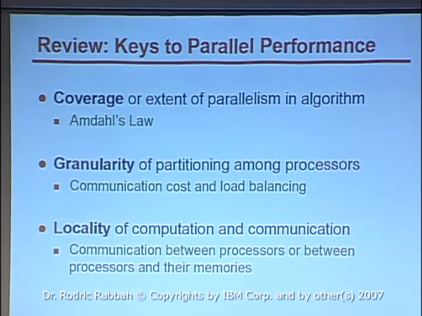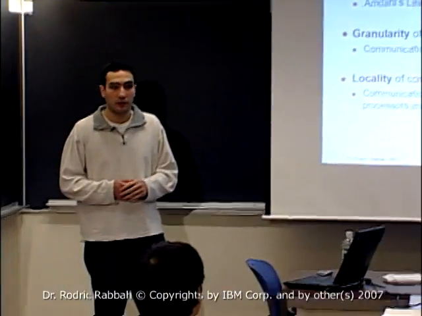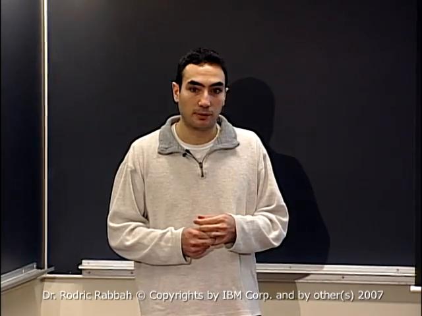The granularity. We talked about how the granularity of your work, how much work you are doing in each processor, affects your load balancing, and how it affects your communication costs. If you have a lot of things co-located on a single processor, then you don't have to do a whole lot of communication across processors. But if you distribute things at a finer level, then you're doing a whole lot of communication. So we'll look at the communication costs again and some tricks that you can apply to optimize that.